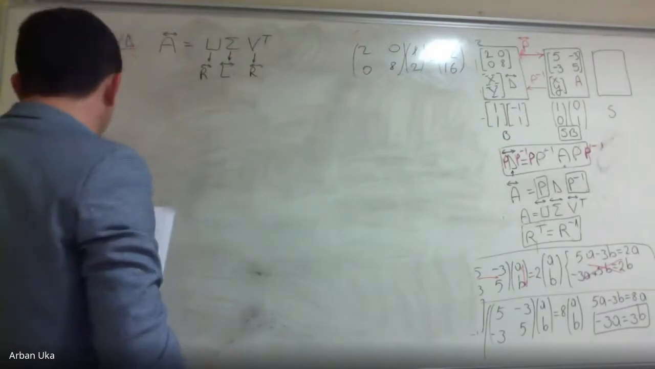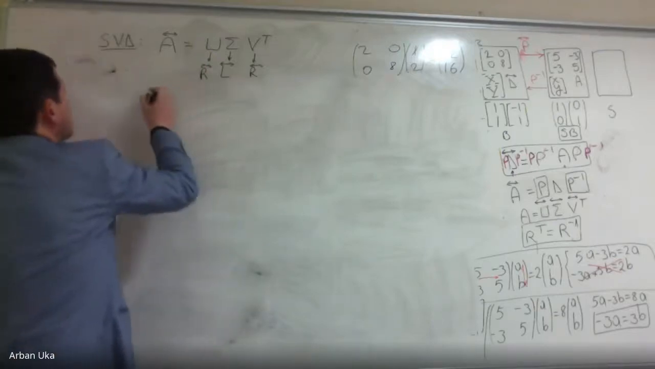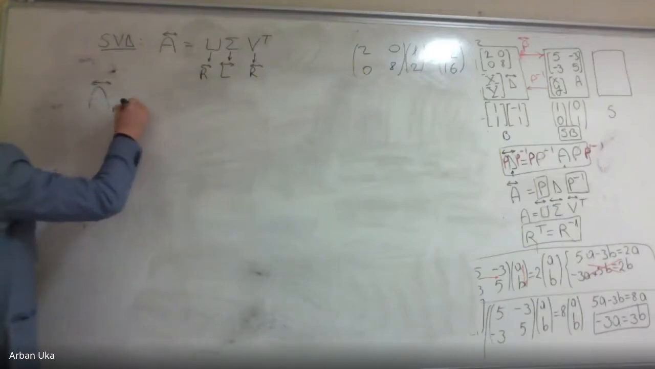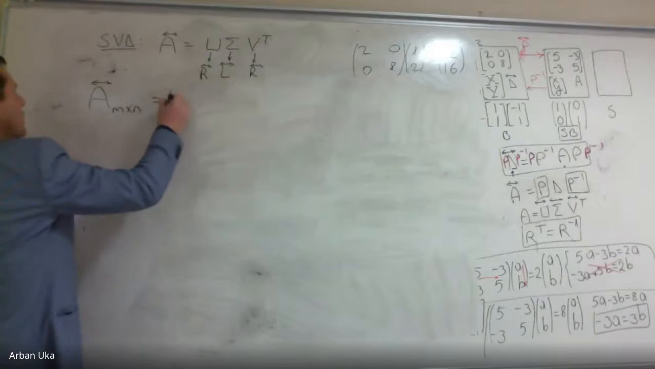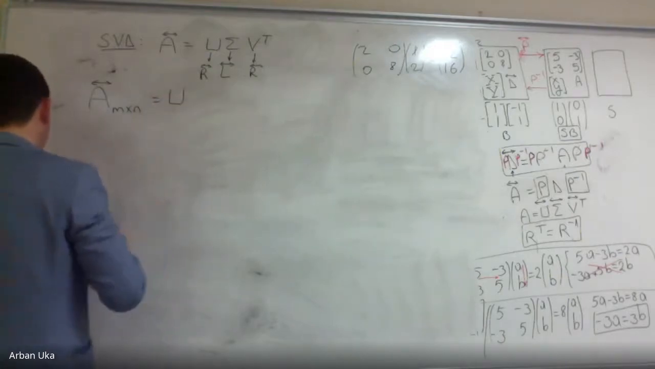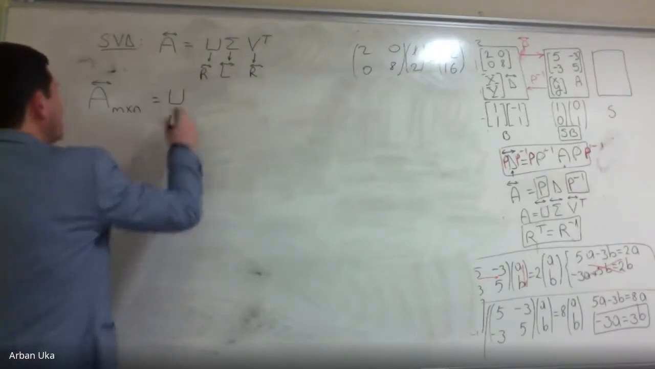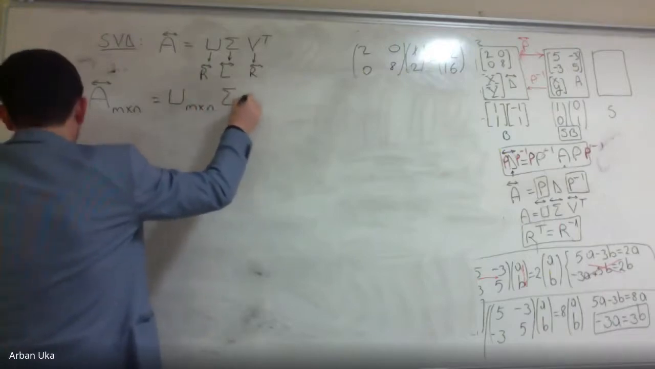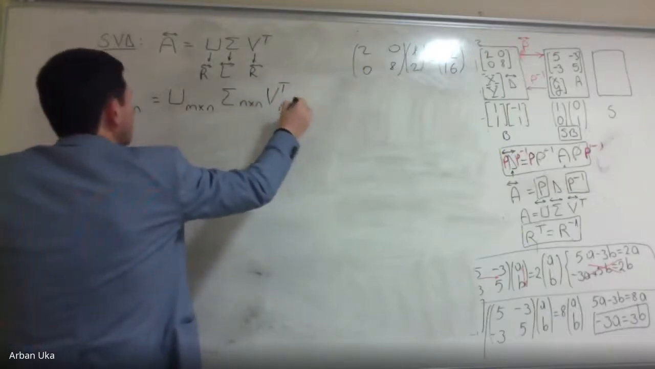One thing that we should never forget is that this A has dimension m by n, m rows and n columns. This is equal to U, the rotational matrix, which is also m by n, and here the sigma is n by n, and the V transpose is also n by n.